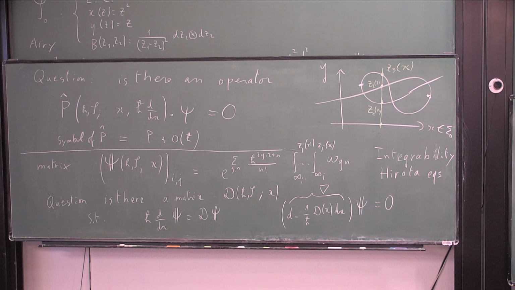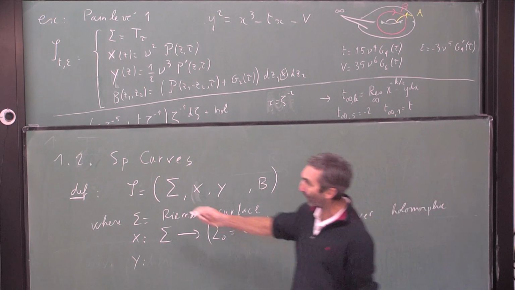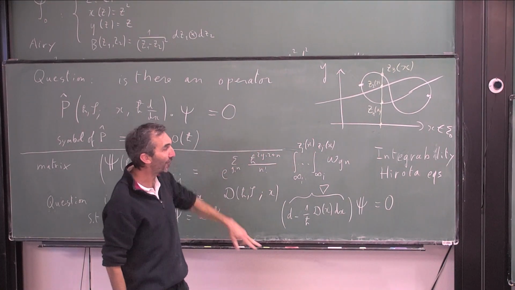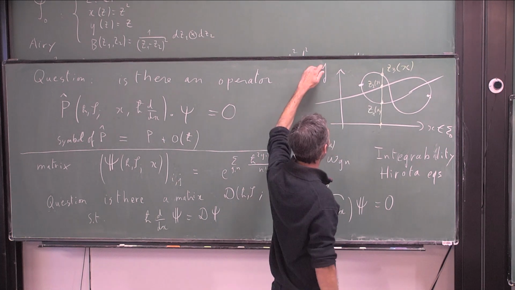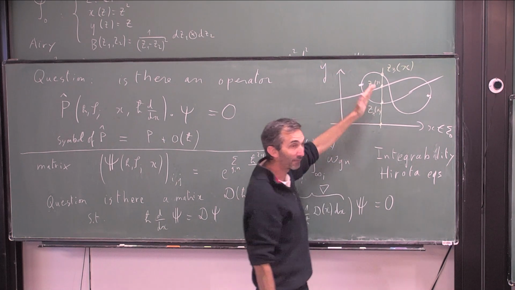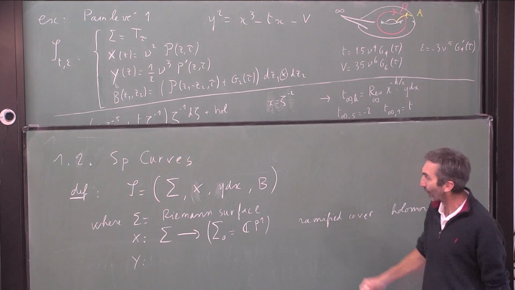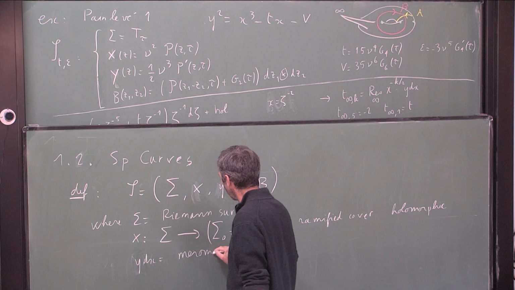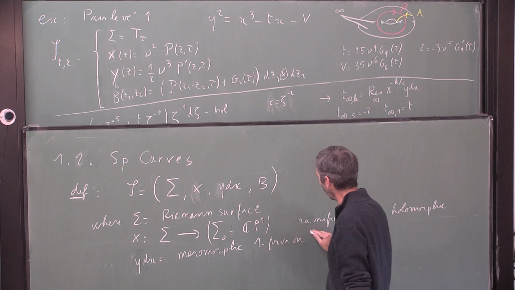In fact, y could be a function. So here, y will be the projection in the other direction. But in fact, let me multiply y by dx and make it a one form. Then it will be a projection not to C, but to C times dx, which is the cotangent plane of sigma 0. So let me write it y dx. So it's a one form. It's a meromorphic one form on sigma.